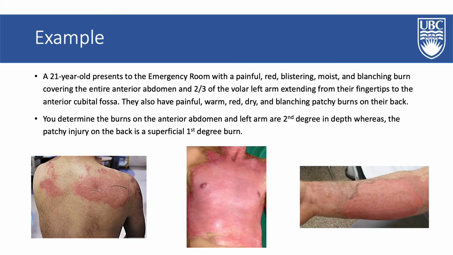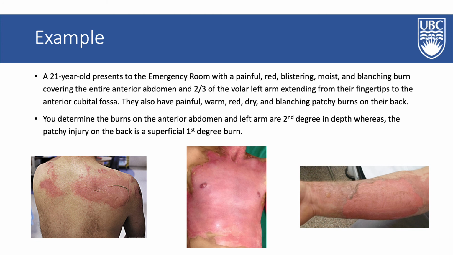In this example, a 21-year-old presents to the emergency room with a painful, red, blistering, moist, and blanching burn covering the entire anterior abdomen and 2/3 of the anterior left arm, extending from their fingertips to the anterior cubital fossa. They also have a painful, warm, red, dry, and blanching, patchy burn on their back as shown in the slide. As part of your secondary survey, you determine the burns on the anterior abdomen and left arm are second degree in depth, whereas the patchy injury on the back is a superficial first degree burn.